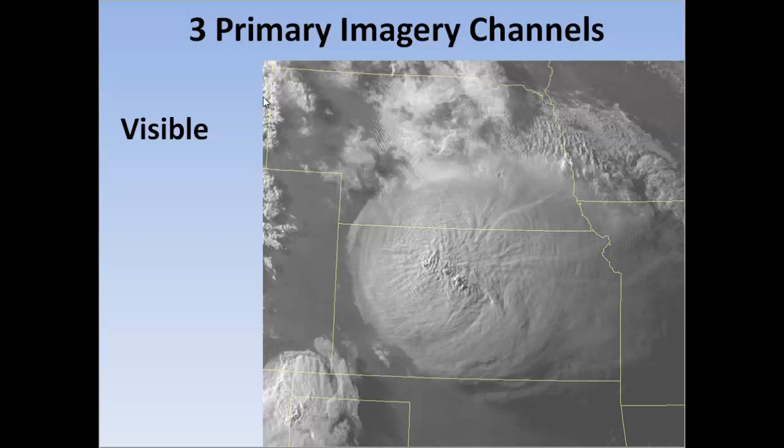We have 3 primary channels that our satellites take pictures in. The first is visible, and it's just like sitting out in space with a digital camera and taking a picture of the Earth. We get these pictures as frequently as every 5 minutes when we're in severe weather operations. For research purposes, they can even get it every 1 minute. The imagery has a resolution of 1 kilometer, so each pixel on a grid across this picture is 1 kilometer on a side.